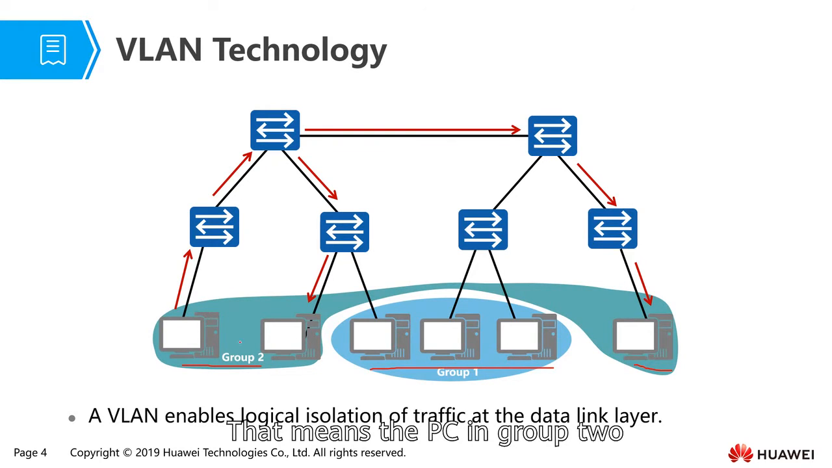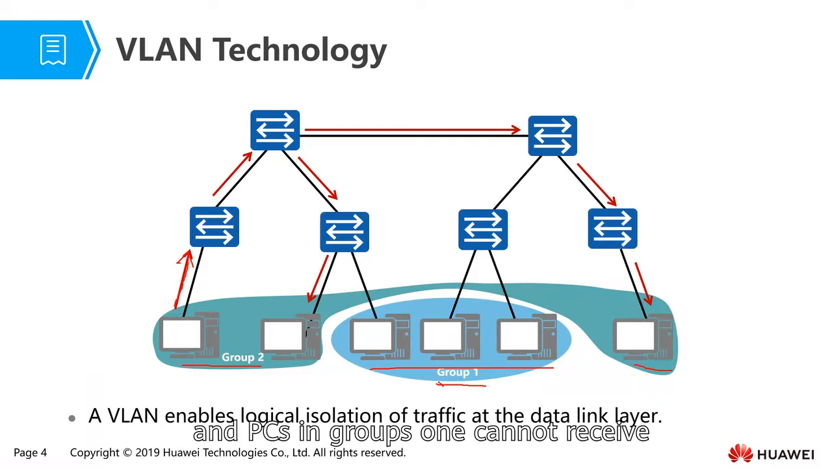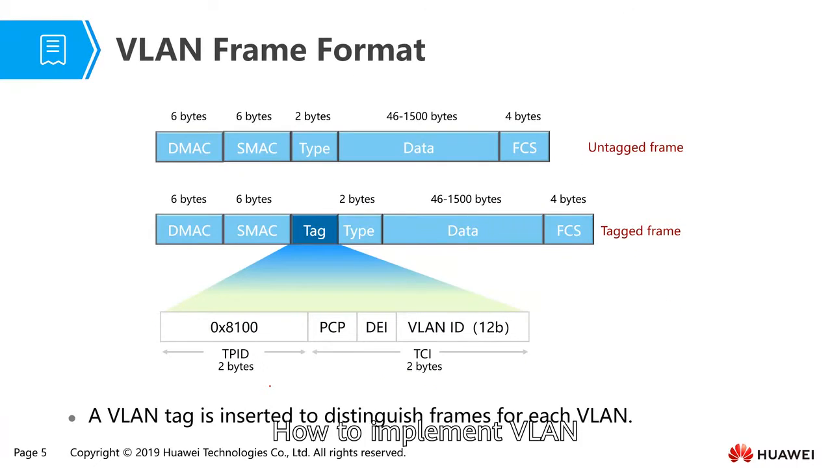That means when a PC in group 2 sends a broadcast frame, only the other PCs in group 2 can receive it, and the PCs in group 1 cannot receive it. That is what it means for group 1 and group 2 to be different broadcast domains. This is the VLAN concept. And then how do we implement VLAN?